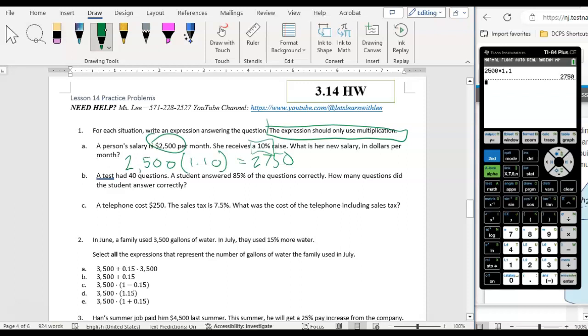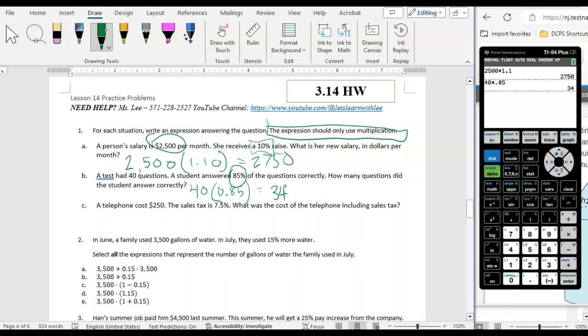A test of 40 questions, the student answered 85% of the questions correctly. How many questions did the student answer correctly? So in this case, the student answered 85% of the questions correctly. So we can do 40 times 0.85, because this tells us how many questions the person answered correctly. That means that they answered 34 of the questions correctly.